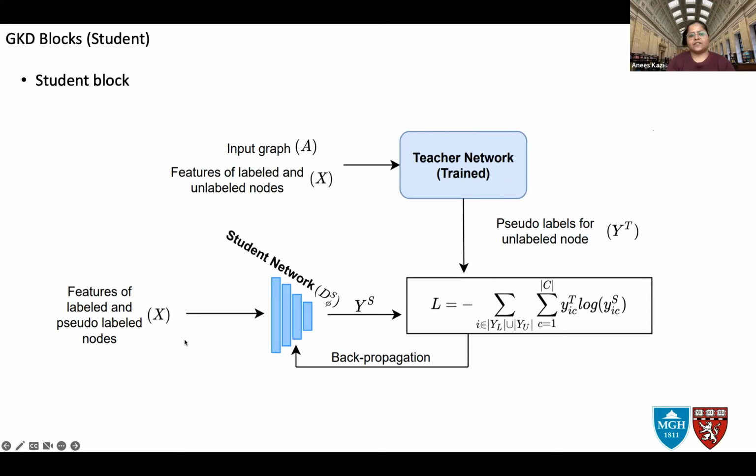Now, we also said that we do not have graphs during the test time. So here our student network basically won't be a graph convolutional network. It will be a simple MLP that will take your input features and try to classify the test samples into respective classes with only their input features.